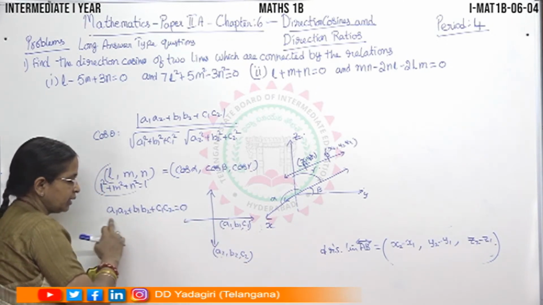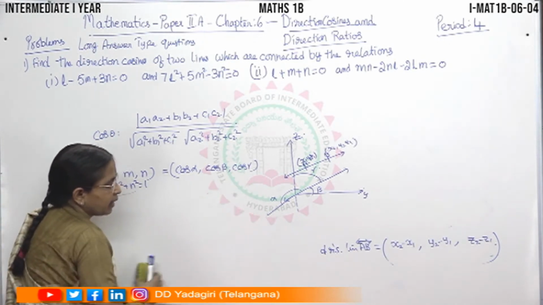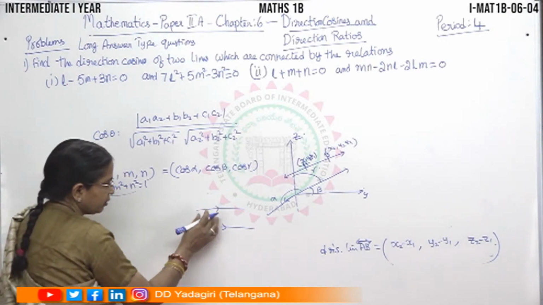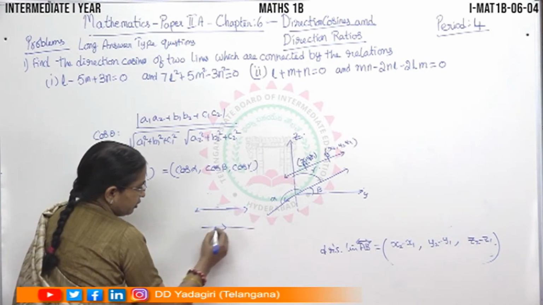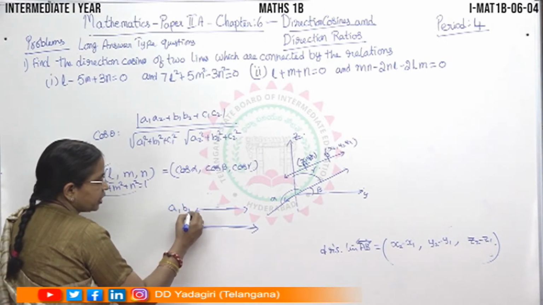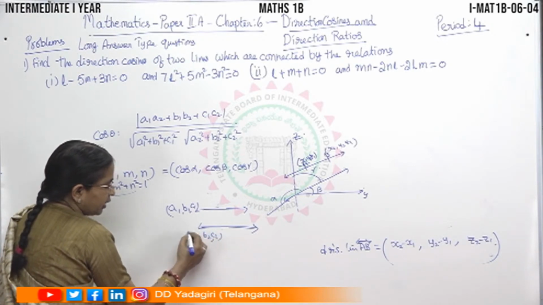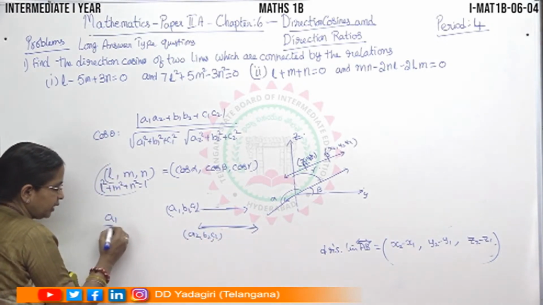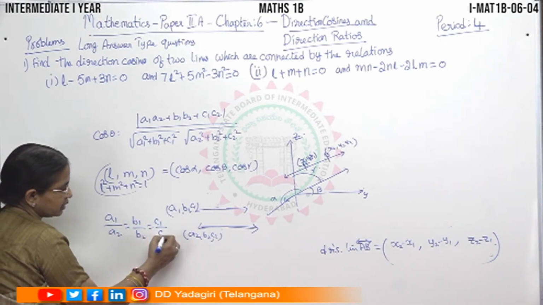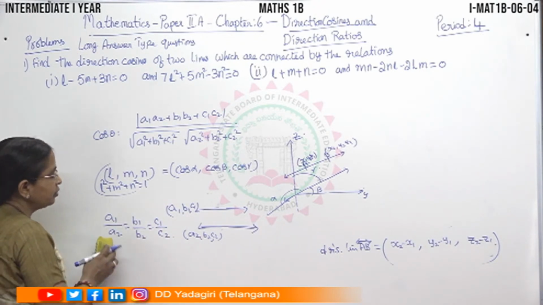And if they are perpendicular, then they will satisfy this condition. Now, if the two lines are parallel, with direction ratios A1, B1, C1 and A2, B2, C2, then they satisfy the property A1 by A2 is equal to B1 by B2 is equal to C1 by C2. So this is all about direction ratios and direction cosines.